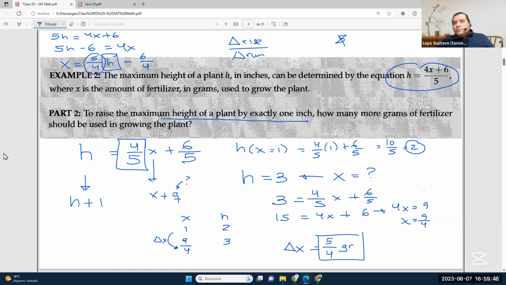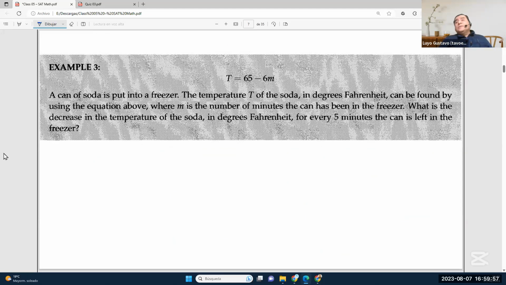Okay? So far, any questions, any doubts about this? Let's see some more examples. Take a look at this one. T equals 65 minus 6 times m.